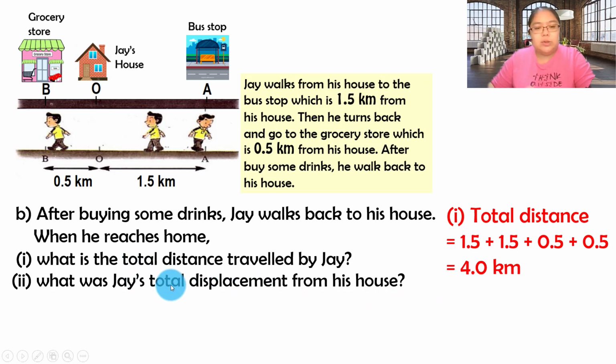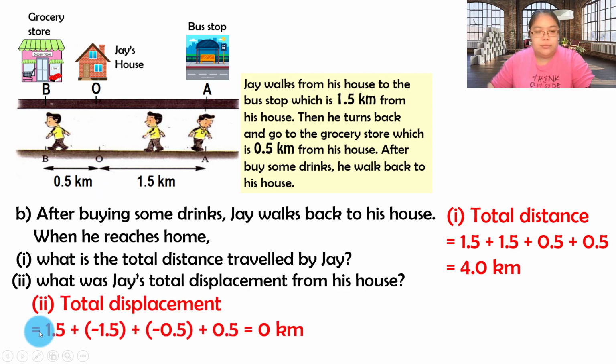Okay, now the question asks total displacement. So for total displacement, we just count the shortcut. The shortcut means straight from J's house. We measure right hand side as positive, left hand side as negative direction. So from here I show you the calculation. Total displacement: when you go to the bus stop, you go to the right hand side, so that is 1.5. When you go from the bus stop A to O, it is minus 1.5 because you move in the opposite direction.